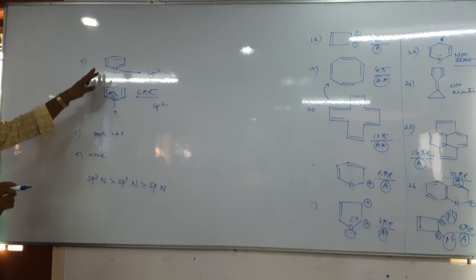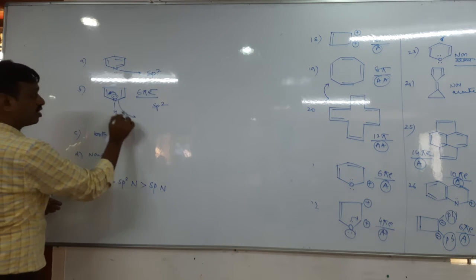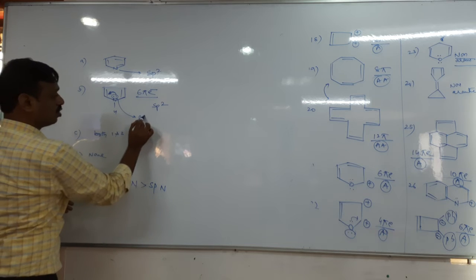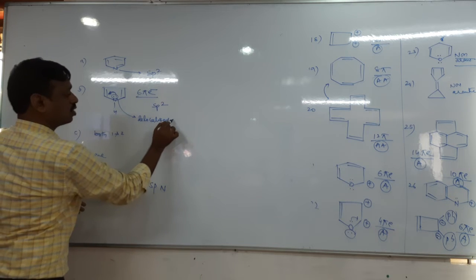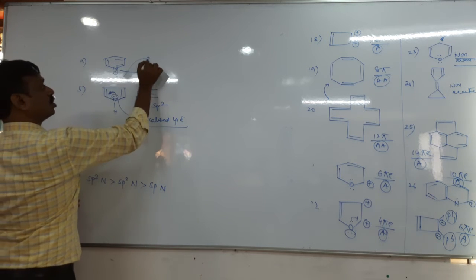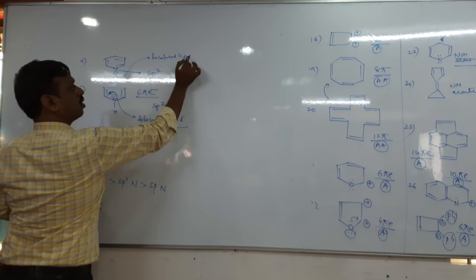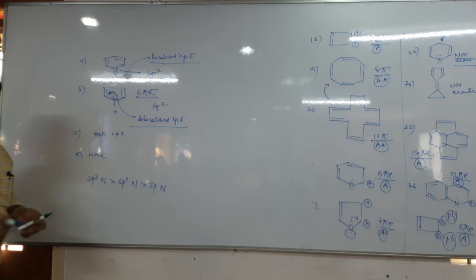Both the nitrogens have sp2, but one has a delocalized lone pair electron, and this one has a localized lone pair electron. Tell me now, which is more basic? So the first one, localized lone pair. They are readily available to donate to acid. Okay.